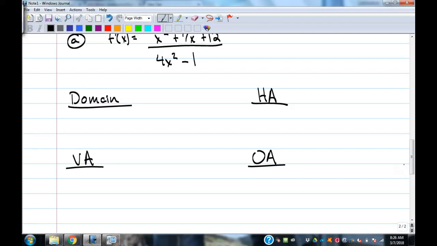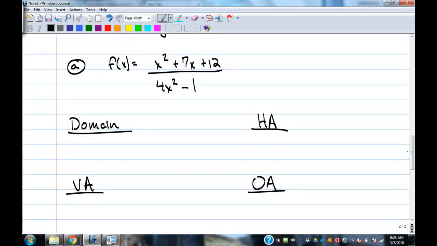All right. So first thing we want to do is find the domain. And to find the domain, we're going to do what? Set the denominator equal to 0. So we got 4x squared minus 1 equals 0. The smart thing to do is factor that to solve it. Don't solve it by square roots. Factor it to solve it, because you're going to have to factor it anyway to decide if anything simplifies.